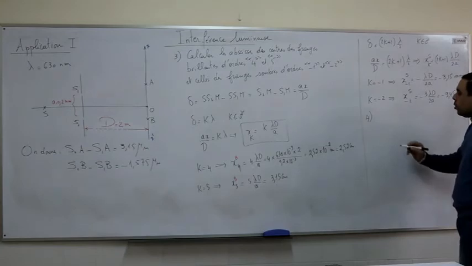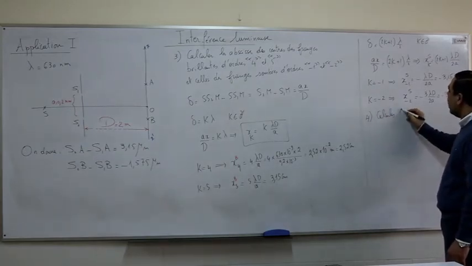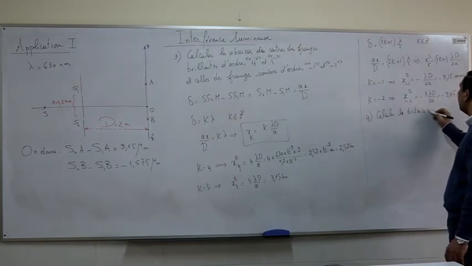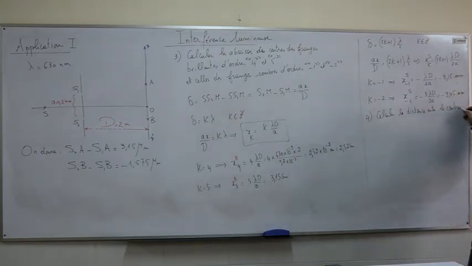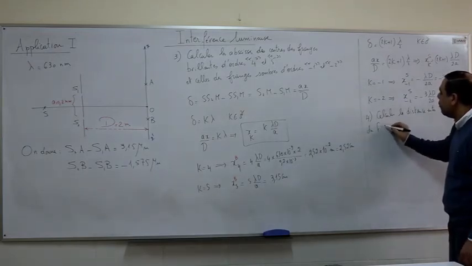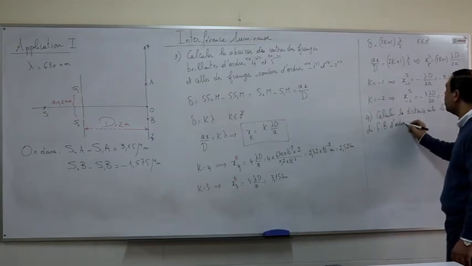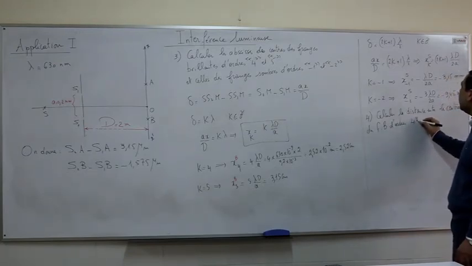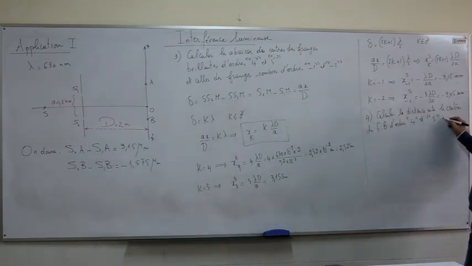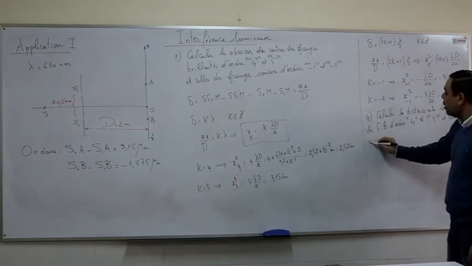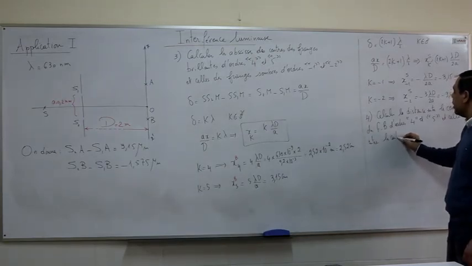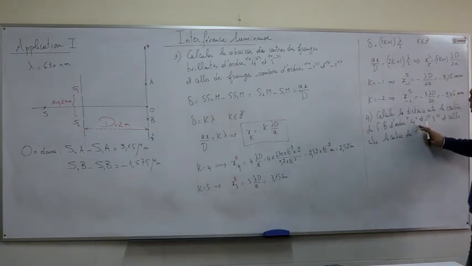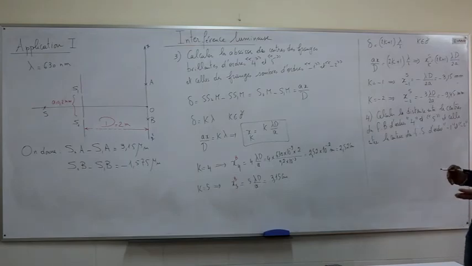In part 4, calculate the distance between the centers of the bright fringes of orders 4 and 5 and that between the centers of the dark fringes of orders -1 and -2. We're going to start with the bright fringes.